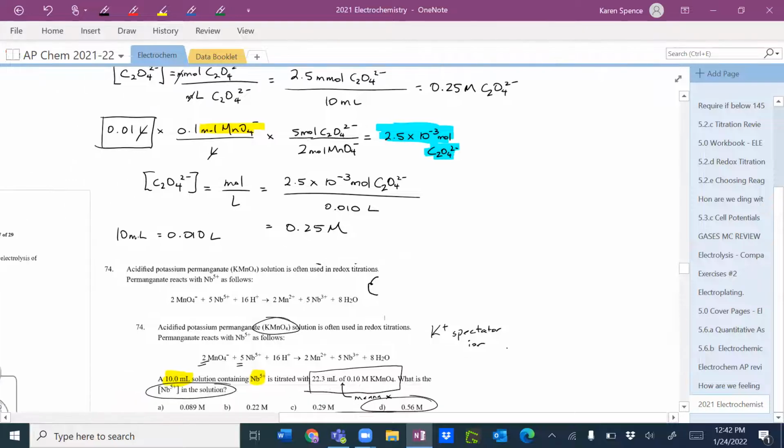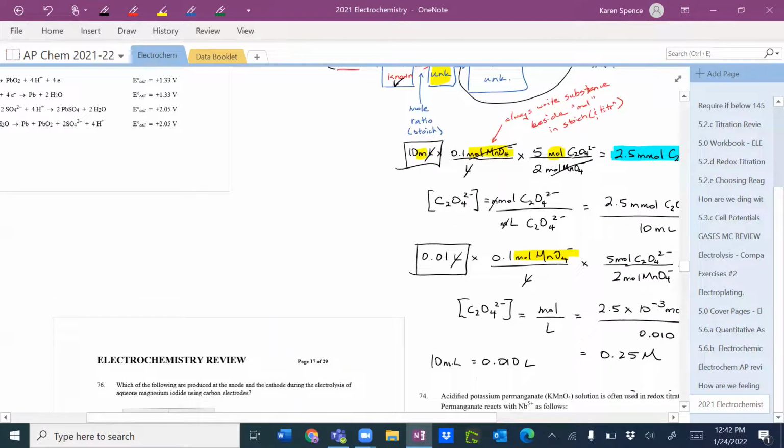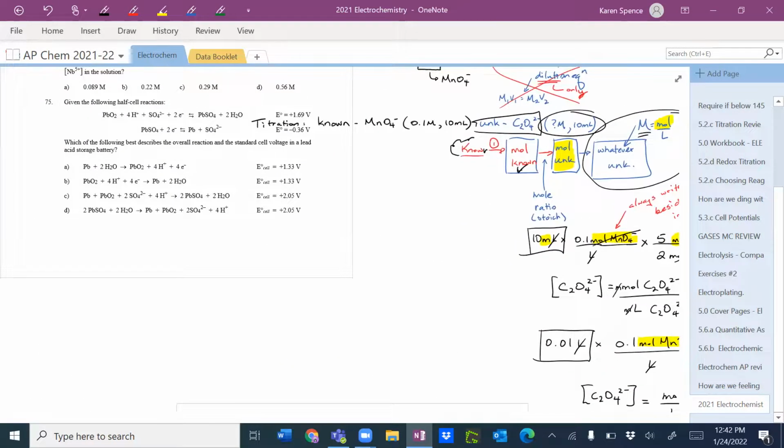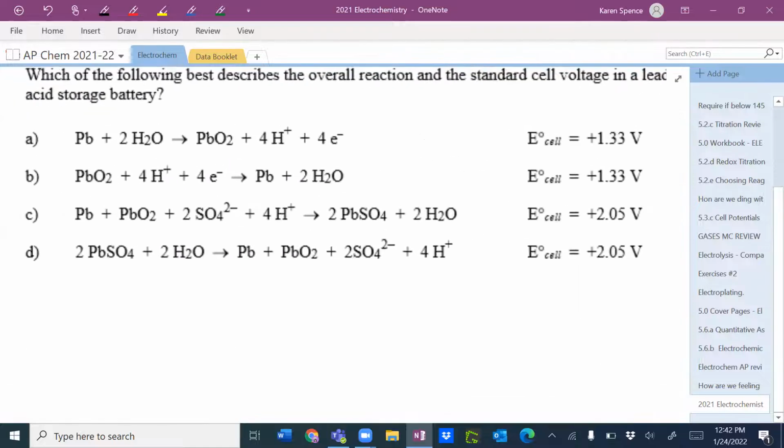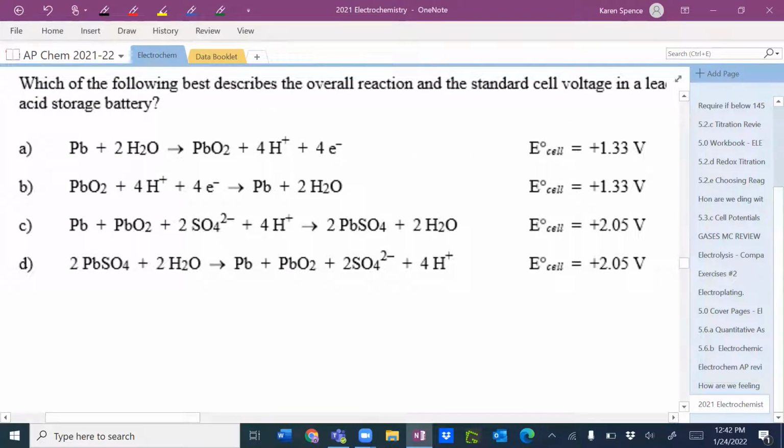Okay, that was 74. We are now on to 75. I don't know what happened to this page. I moved something by accident and it's all askew now, but that's okay.